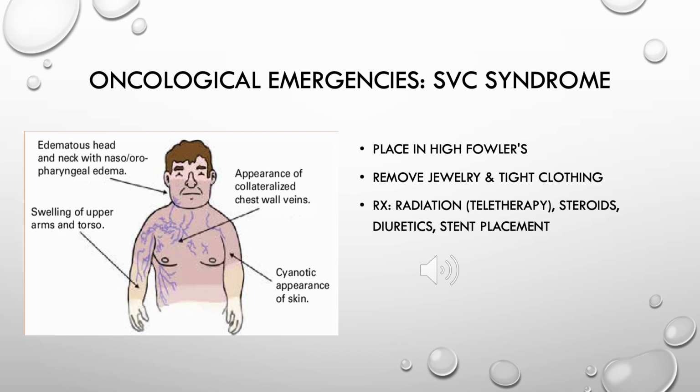First thing you do when somebody has trouble breathing is place them in high Fowler's. Get that head of the bed up. You're going to remove jewelry and tight clothing. Now, the patient is going to need radiation treatments, which in this case would be teletherapy. And towards the end of the lecture, I'm going to tell you the difference between teletherapy and brachytherapy. They'll be given steroids, diuretics, and they may need a stent placement. So remember, if they're going to have an invasive procedure, you do need to make sure you witness the informed consent and that it's on the chart.